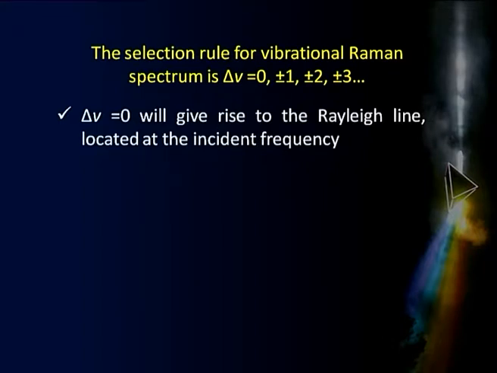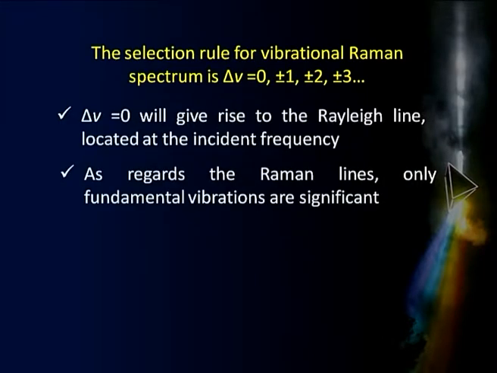Secondly, as regards the Raman lines, though we just said that there are different possibilities, fundamental, first overtone, second overtone, in the context of the Raman spectrum we observe only fundamentals. The other signals, that means first overtone, second overtone, normally are not observed, because they happen to be too weak to be observed. They are there sometimes, but normally we do not come across them.